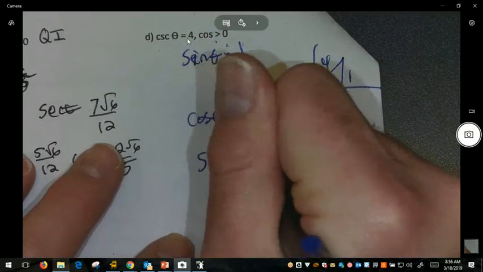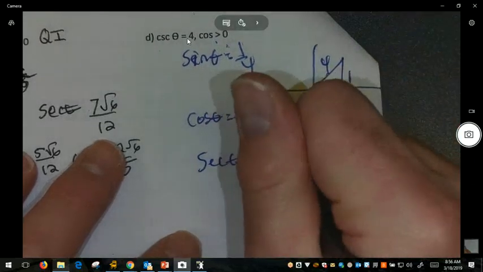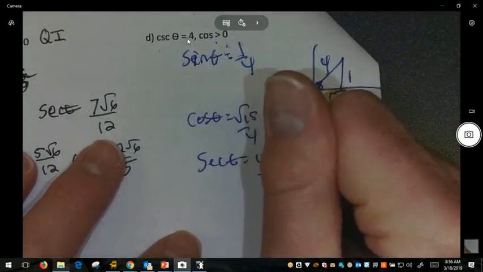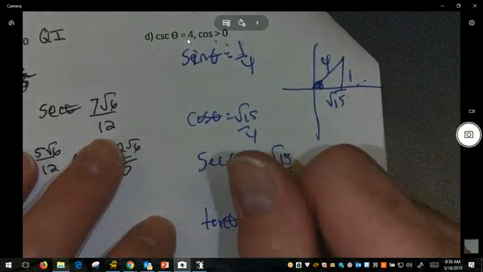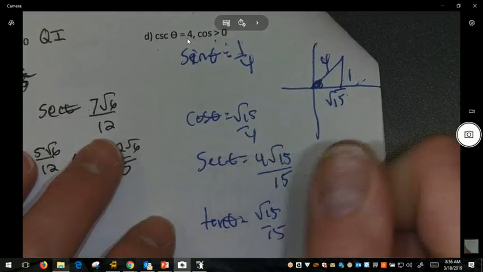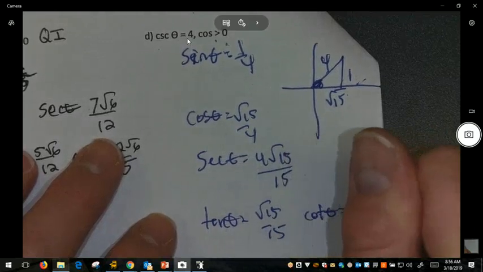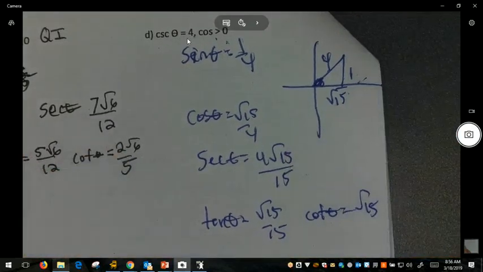The secant of theta then would be the reciprocal 4 over square root of 15, which rationalized is 4 square root of 15 over 15. The tangent is 1 over square root of 15, which will be square root of 15 over 15. And the cotangent is just the square root of 15 over 1.